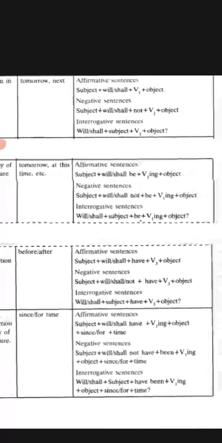Let's see how we will make sentences in simple future tense for a positive sentence. So for an affirmative sentence, the rule will be subject plus will or shall. Yes, the helping verbs will be will and shall, then verb first form plus object. So this will be your rule over here. Once again I am repeating: subject plus will/shall plus verb first form plus object.